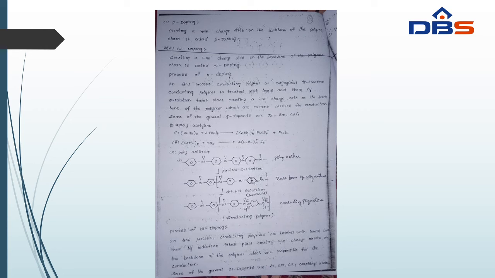Once again, the process. In this process, conducting polymers are treated with a Lewis base. Thereby, reduction takes place, creating a negative charge that sits on the backbone of the polymer chain, which are responsible for the conduction. Some of the general n-dopants are lithium, sodium, calcium, naphthalene, camphor, etc.